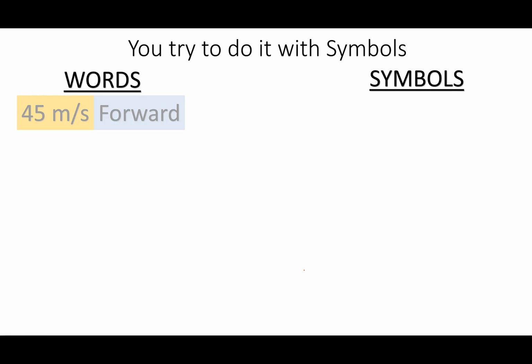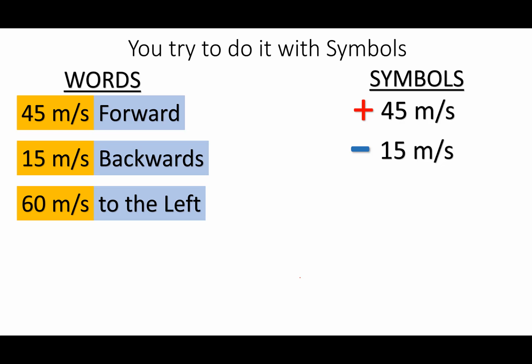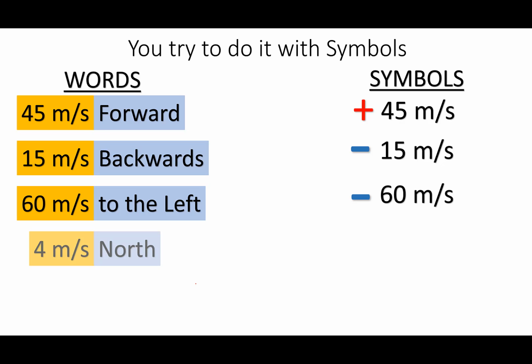So let's see you try to do it. 45 meters per second forward. What is the symbolic version of this vector? You would say positive 45 meters per second. This means forward. So 15 meters per second backwards. What is that symbol? Negative sign, because backwards. Negative 15 meters per second. What about this? 60 meters per second to the left. Is the left positive or negative? Well, I'm symbolically going to say negative 60 meters per second.